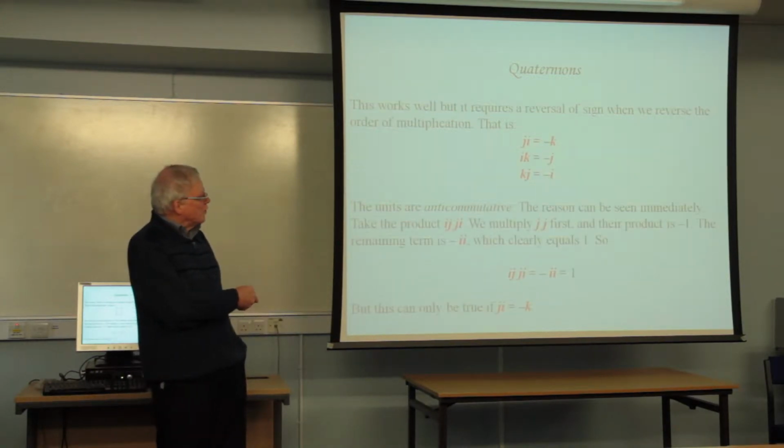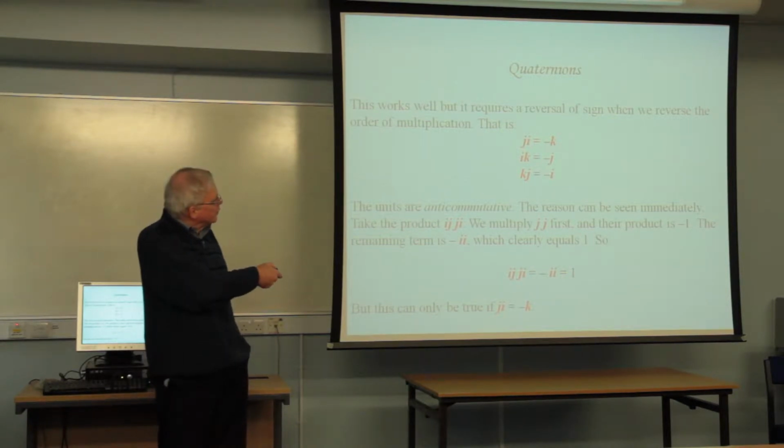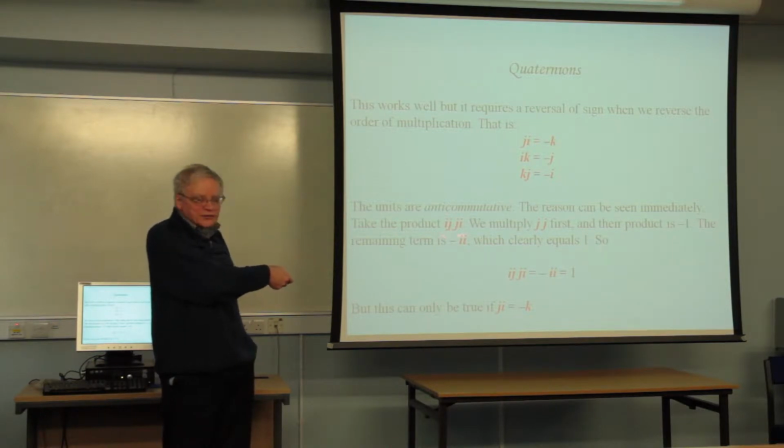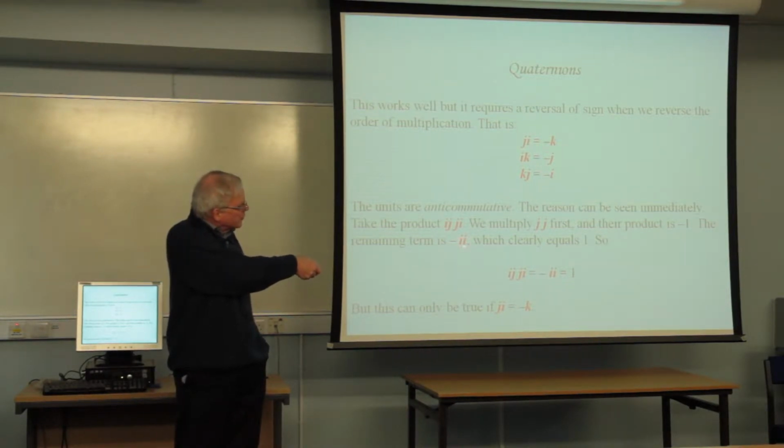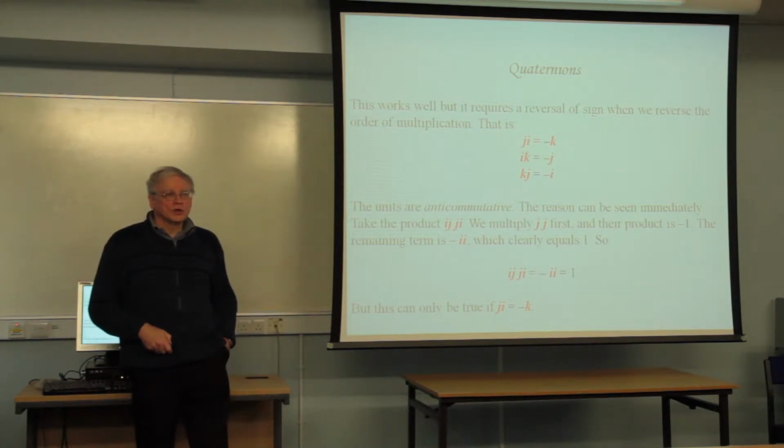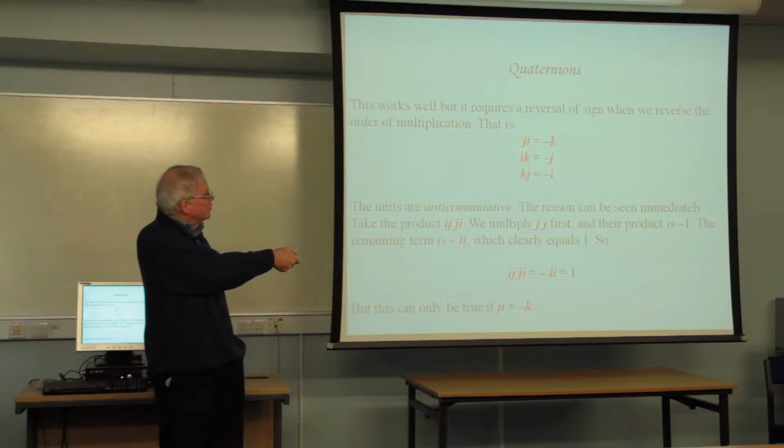The problem was the anti-commutativity, and we can easily see the reason for this. If we take the product IJ times JI, let's take that product. Now J times J squares to minus 1, so we'll do that first. So we're left with I times I and minus, which we can take outside. So we've got minus I squared, and that squares to minus 1, so we've got equals 1. So IJ times JI doesn't equal minus 1, it equals 1. And if IJ equals K, then that means JI equals minus K. And so all the products are anti-commutative.